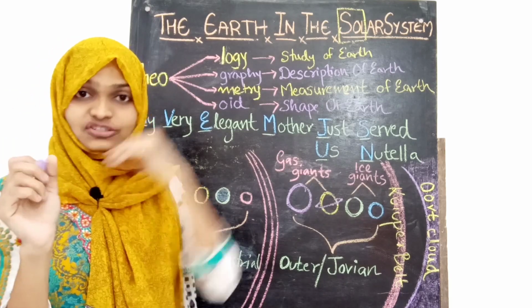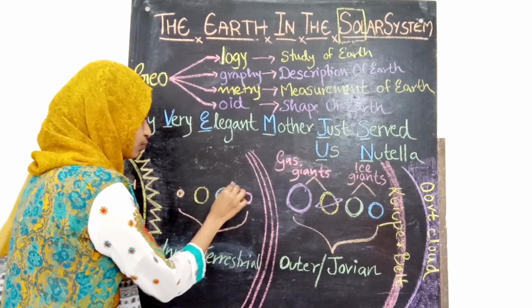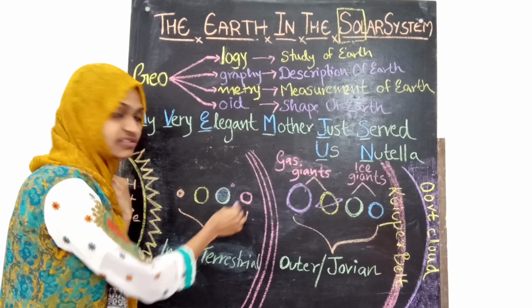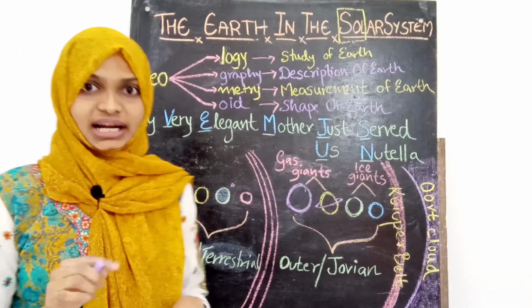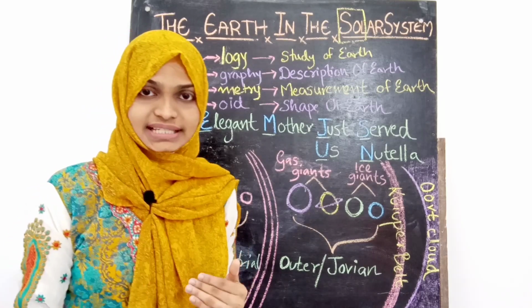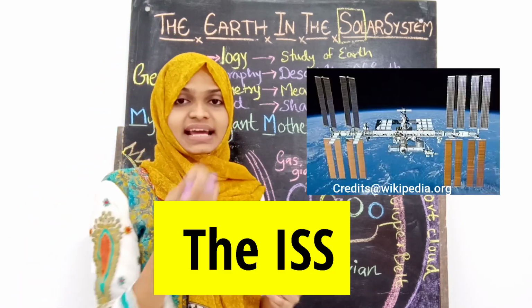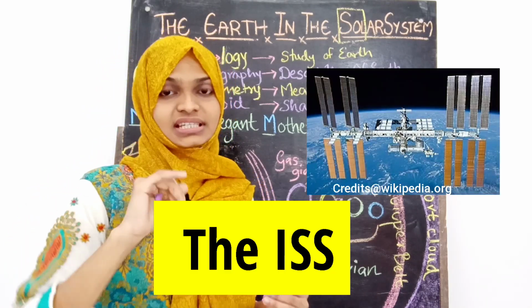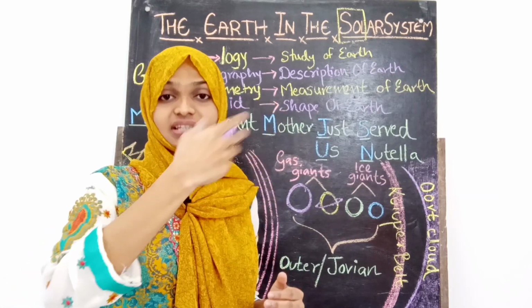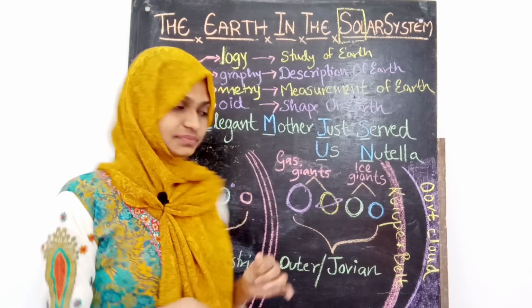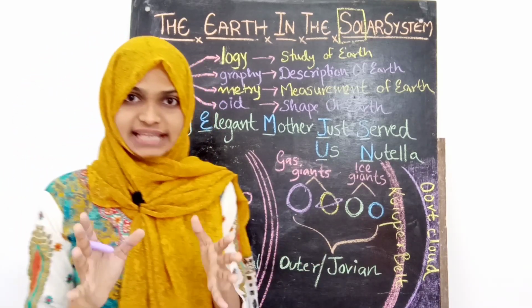So it is a natural satellite. Now the moon is a natural satellite of earth. The moon revolves around the earth, so the moon is a natural satellite. We have artificial satellites which are man-made satellites. For example, the International Space Station is one such artificial satellite which is revolving around the earth and is giving us information regarding the earth. So that is about the satellite.